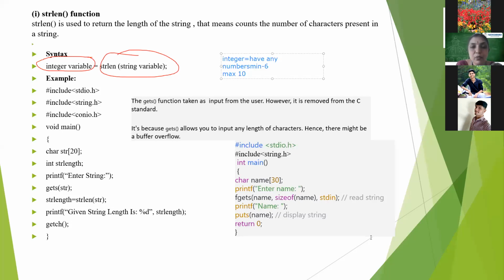Understood this program? So first we need to declare the string length. That is, how many characters it can have, the size of the string should be declared, right? And then the string length should be declared. After that, you should get the string, and then you should use the syntax: integer variable is equal to strlen of the given string variable, right? So printf given string length is %d, comma, string length.